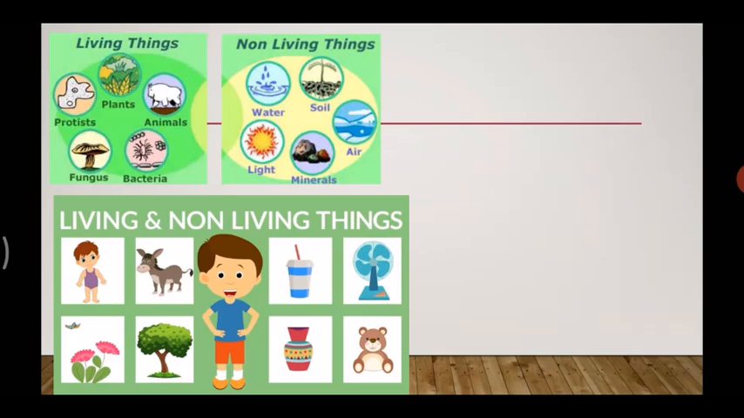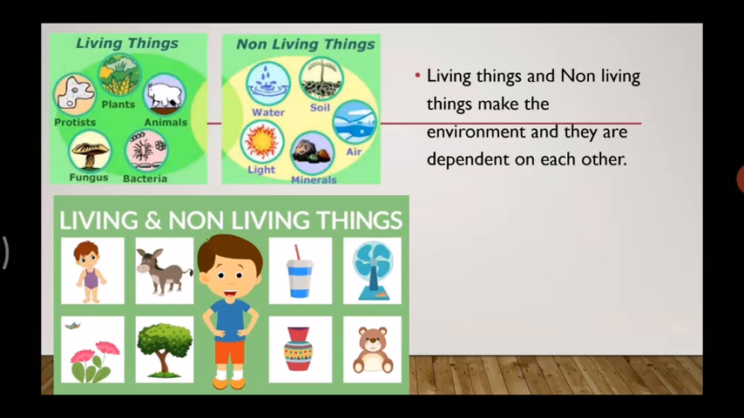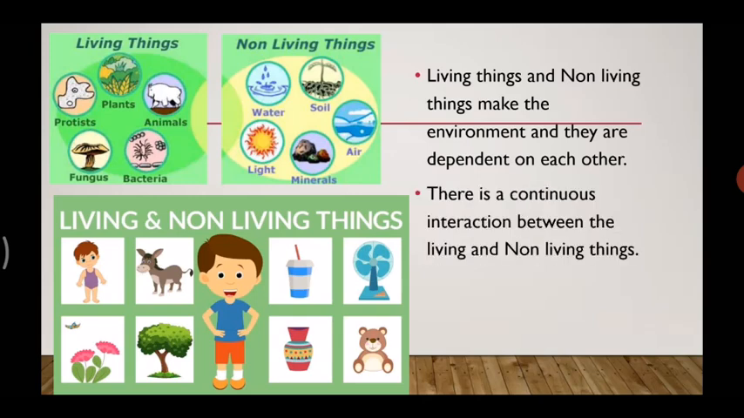Now, we need both of them. And as we know, living things and non living things make the environment and they are dependent on each other, right? We are dependent on living things as well as non living things. In EVS, we studied the continuous interaction between the living and the non living things.